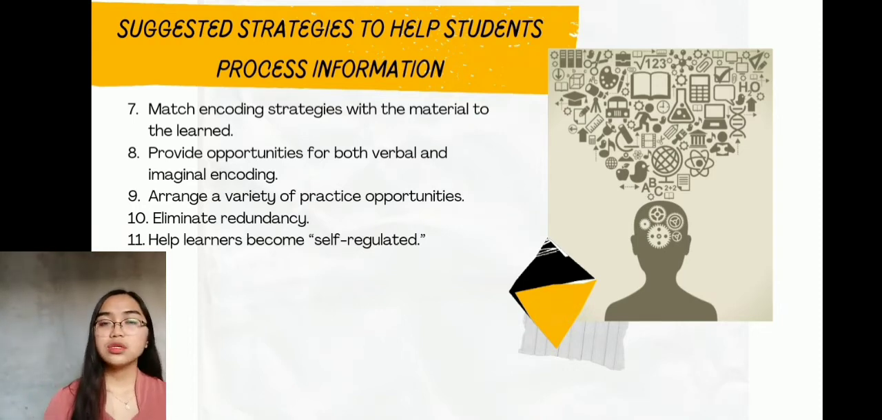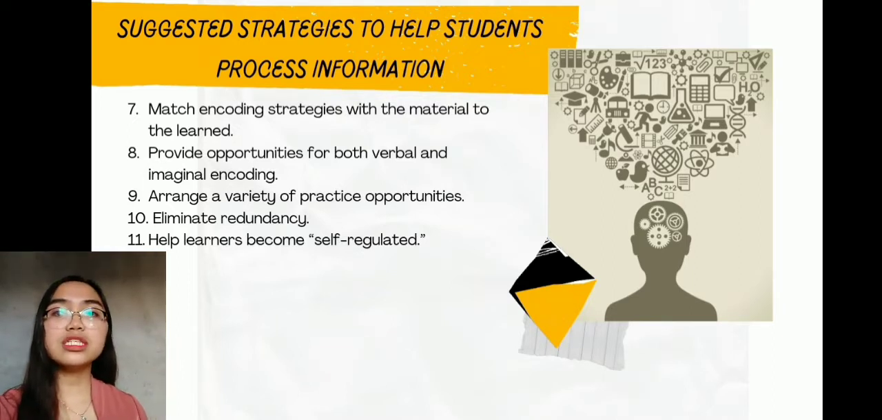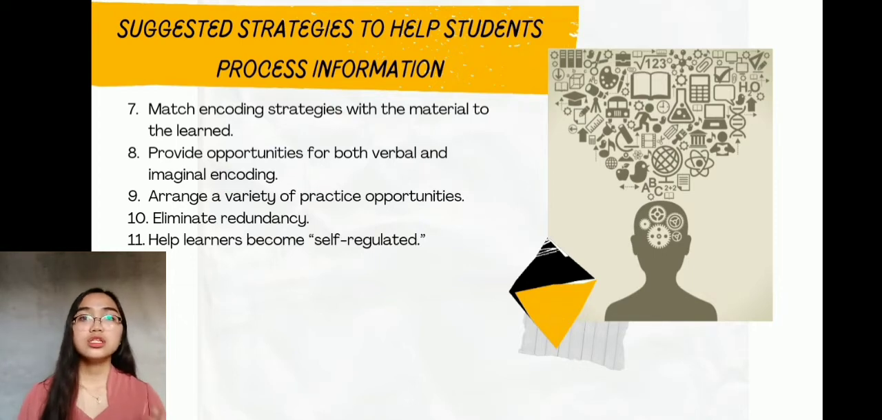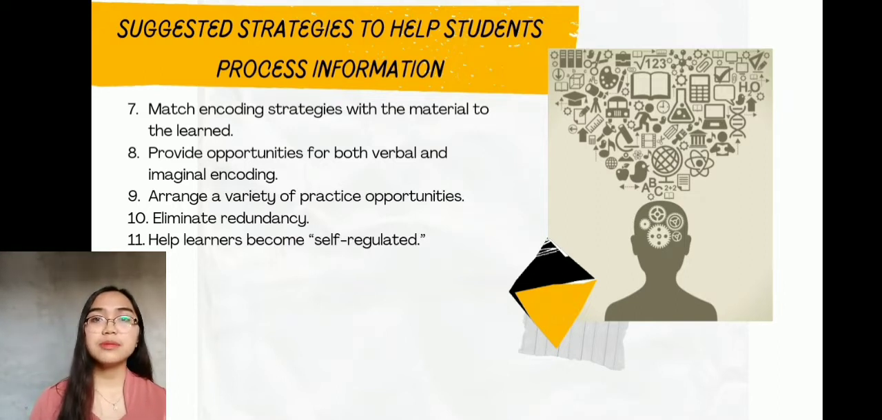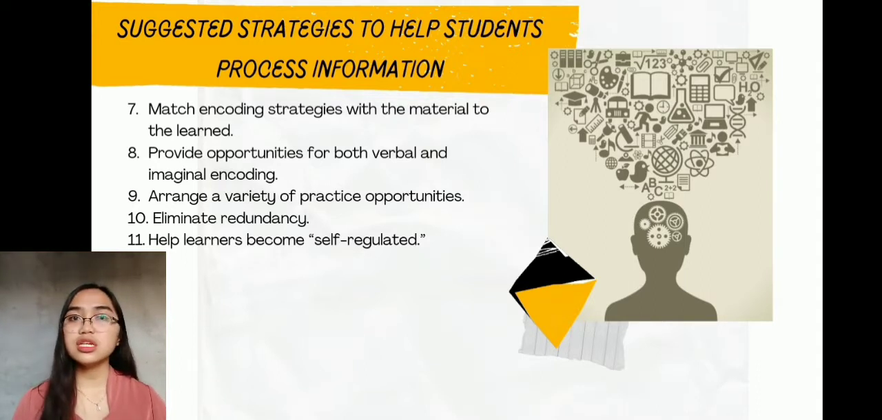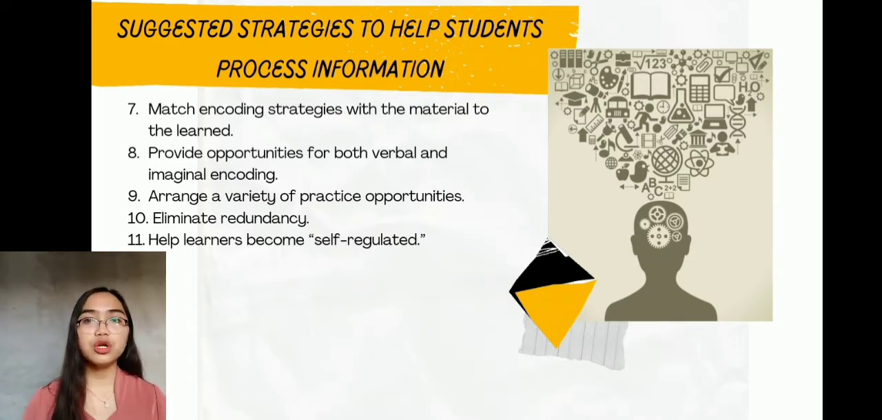So number 8, you have to provide opportunities for both verbal and imaginal encoding. In terms of verbal encoding, show the students some stories, phrases, and words that help them stimulate their verbal encoding. For their imaginal encoding, show them pictures, sensations, and sounds. Through showing them these things, it will help them engage more with the lessons that you are teaching them.